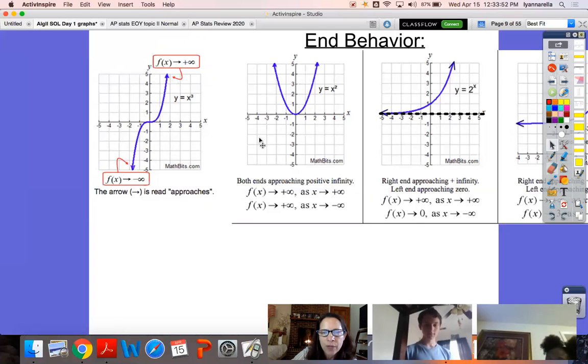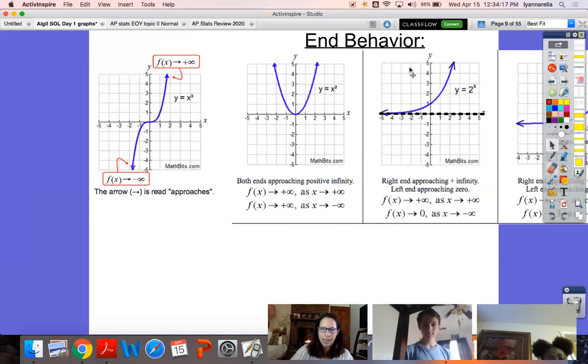So for this graph, the end behavior is f of x, or the y, is approaching positive infinity as x goes negative, and positive infinity as x goes positive. So on both sides of the graph, the negative infinity and the positive infinity for the x values, the y's are both going to positive infinity. So far, so good? Yes.